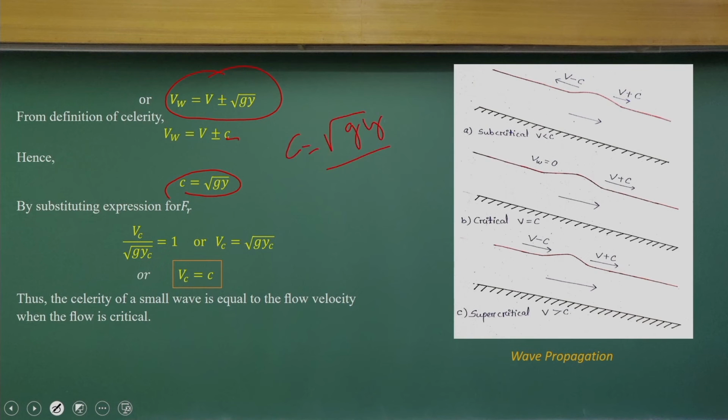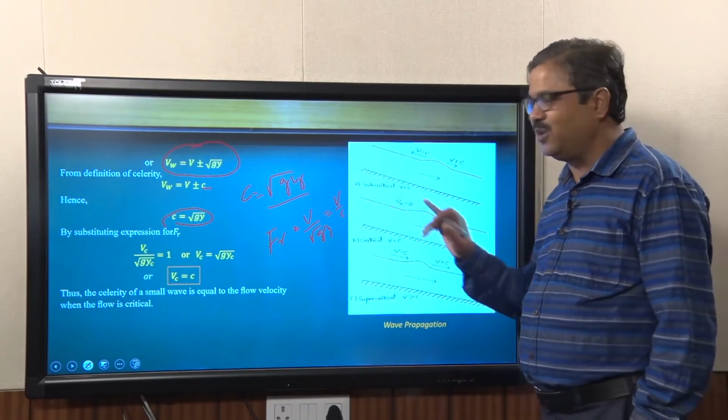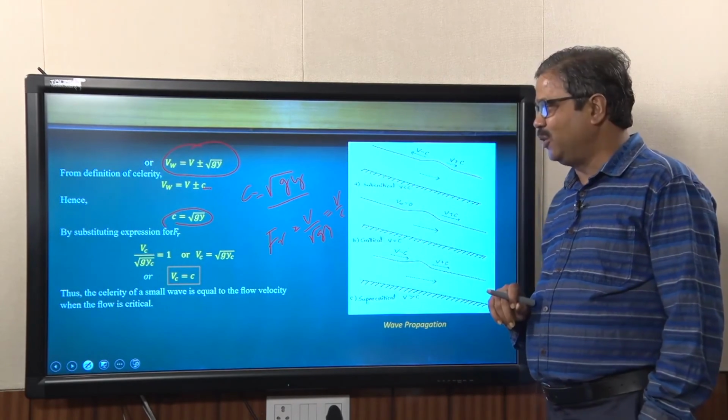So, if you try to understand it, that is what we are talking about. When you have the flow Froude number, V by √(gy) or V by C, you can understand what happens to the flow Froude number. It is a very simple thing that I am trying to show you.